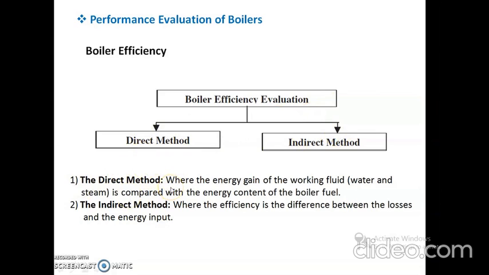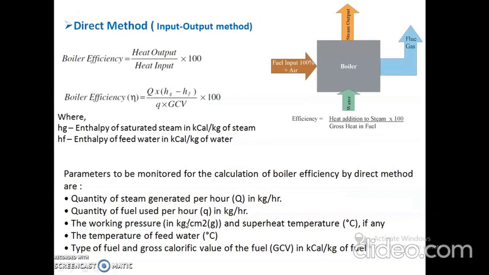In the direct method, the energy gain of the working fluid, that is water and steam, is compared with the energy content of the boiler fuel. So the energy gain in the steam is compared with that of the fuel supply. And in the indirect method, the efficiency is calculated by subtracting the various losses from the energy input. So we'll see in detail one by one.